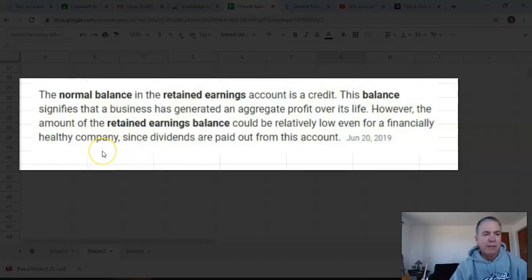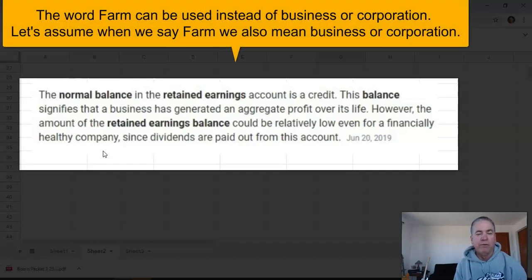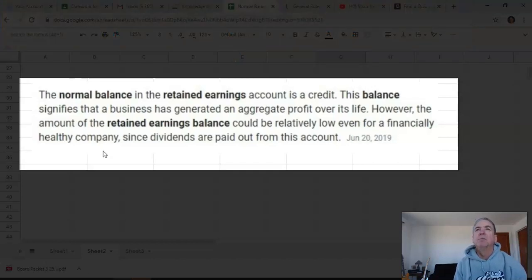This balance signifies that a business has generated an aggregate profit over its life. The historical amount, it's the total amount that's been earned over the lifetime of the corporation. However, the amount of retained earnings balance could be low even for a financially healthy company because the dividends are paid out of this account. So just keep that in mind. Retained earnings is like a historical record of all that's been earned by the business, but it doesn't mean that there's going to be a huge balance or some cash balance of money that's sitting around waiting to be spent. It's just a record of what's been retained by the business and not paid out in dividends.